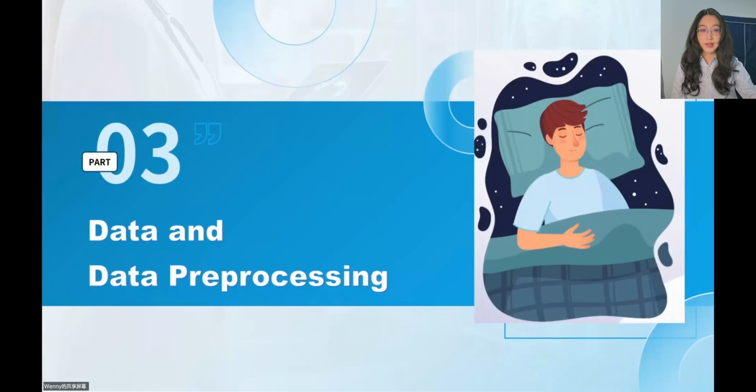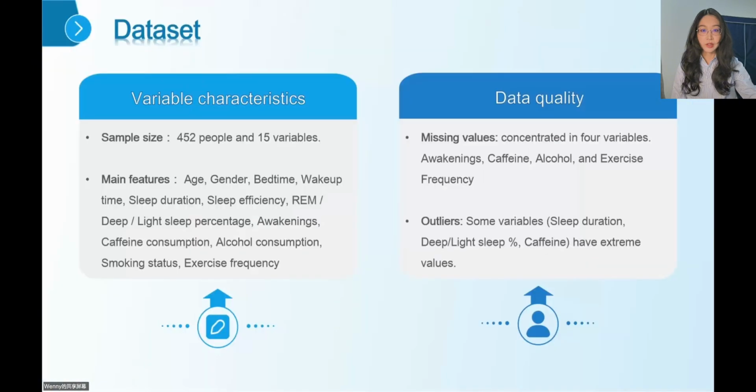Next, I will introduce the dataset used in this study and the corresponding pre-processing steps. The dataset includes 452 samples and 15 variables. The main features cover 3 categories: demographic characteristics, sleep structure indicators, and lifestyle factors. Regarding data quality, the missing values are concentrated in 4 variables: awakening, caffeine consumption, alcohol consumption, and exercise frequency. In addition, the following 4 variables have extreme values.